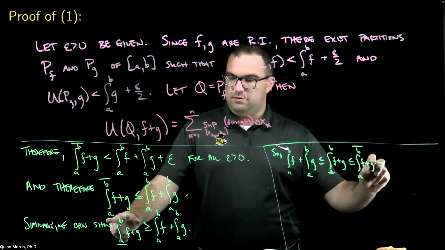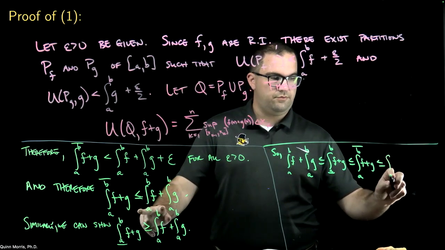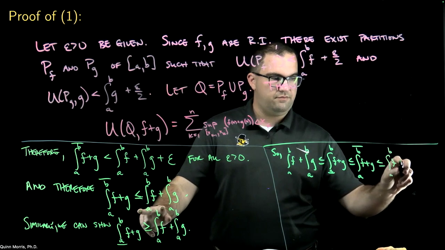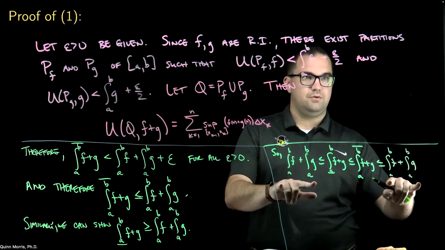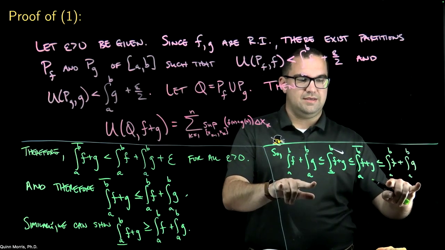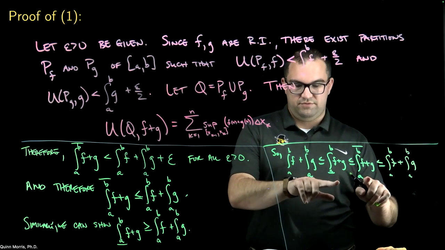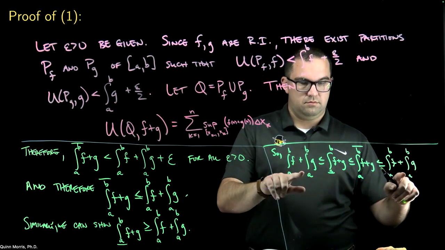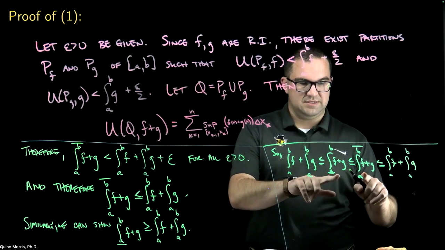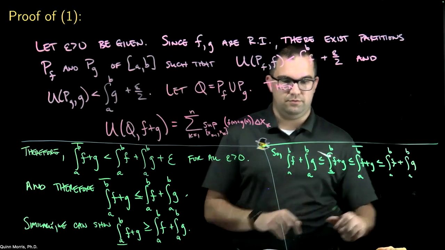But this thing is less than or equal to the integral from a to b of f plus the integral from a to b of g. Well, notice, right, these are the same, right? So the only way this could hold is if both of these are equal, and that means that this is integrable and it has this value.